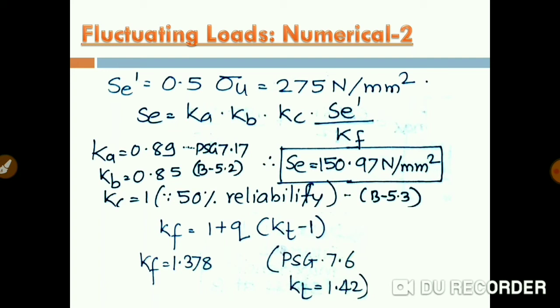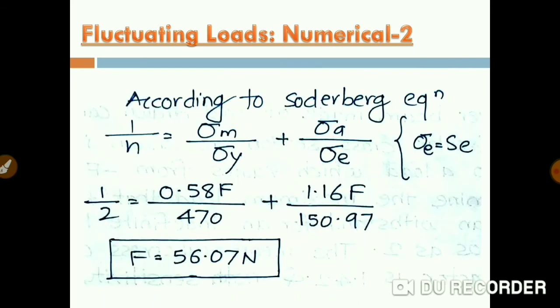So by referring to the PSG design data book, Kf is obtained by taking out Kt. Kt is also obtained from PSG. It is 1.42 as in the case of the earlier problem. We have seen how it is calculated. Kf is obtained. So after putting all these values of Ka, Kb, Kc in the formula, Se can be obtained. Se comes out to be 150.97 Newton per mm square.